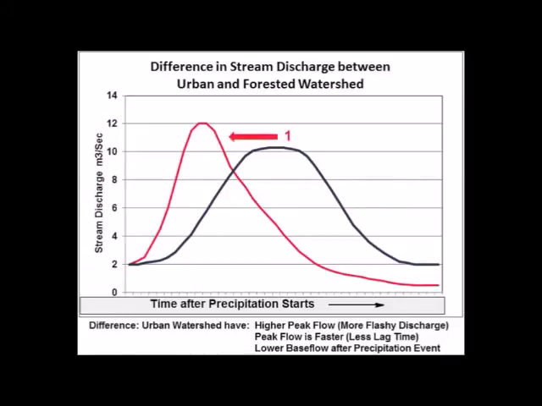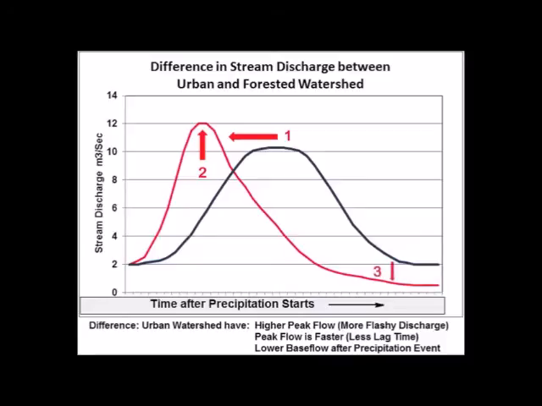1. It shortens the time to peak flow. Water is rapidly conveyed to the stream after a rain event. 2. It heightens peak flow. Less water infiltrates and is stored in the soil, causing more runoff from the surface. This high energy flow can erode and damage stream banks.